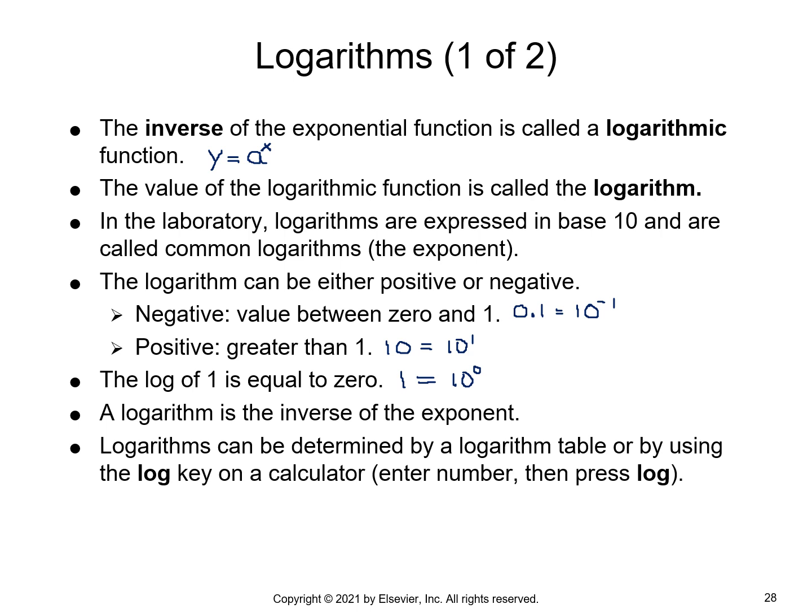A logarithm is the inverse of the exponent, and logarithms can be determined by using either a log table or the log key on your calculator. If you want to try that with these examples, you would just pull up your calculator and type in the number. So let's start with 0.1 and hit the log key, and that gives you a -1. That would be your exponent. If you typed in 10, hit the log key, that would give you the exponent of 1. Type in 1, hit the log key, and that will give you an exponent of 0.